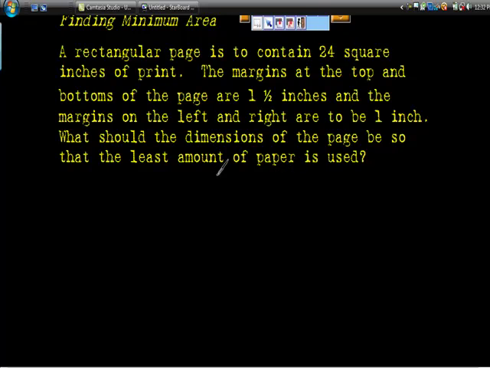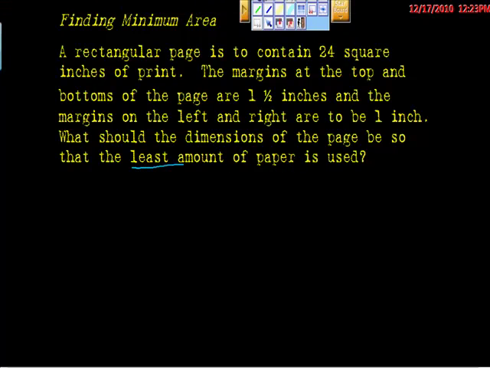Is everybody okay with why this is a minimum? Here's a clue right here. Asking for a minimum here. So in any case, I would draw this picture. Here's our page. I'm going to let this length be y, and this length be x, if you don't mind.